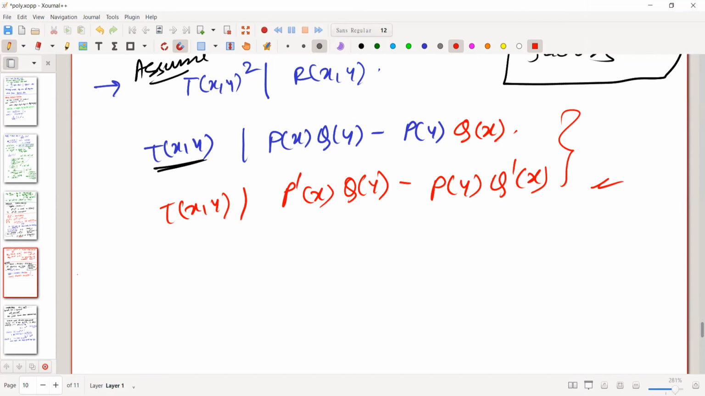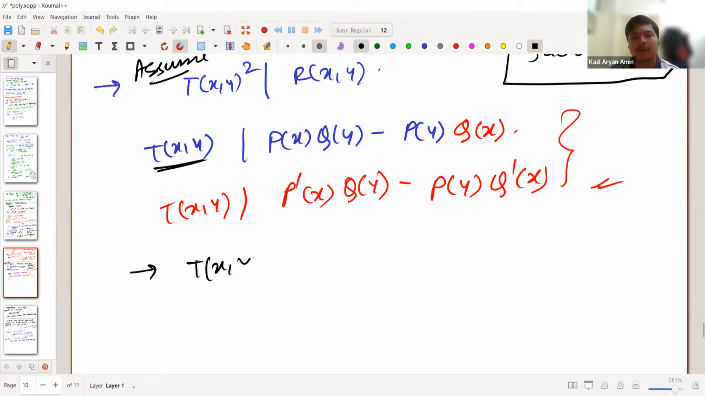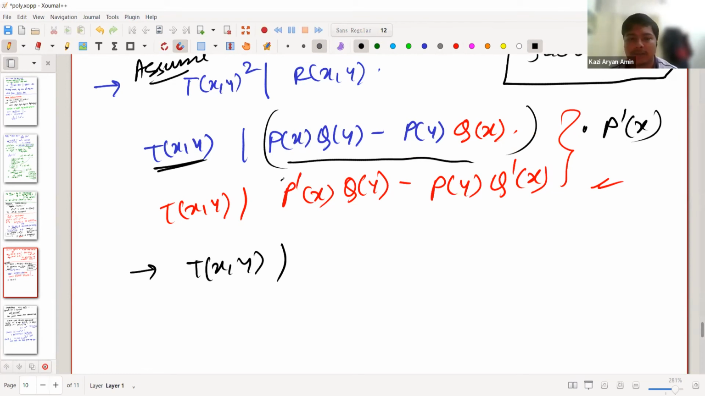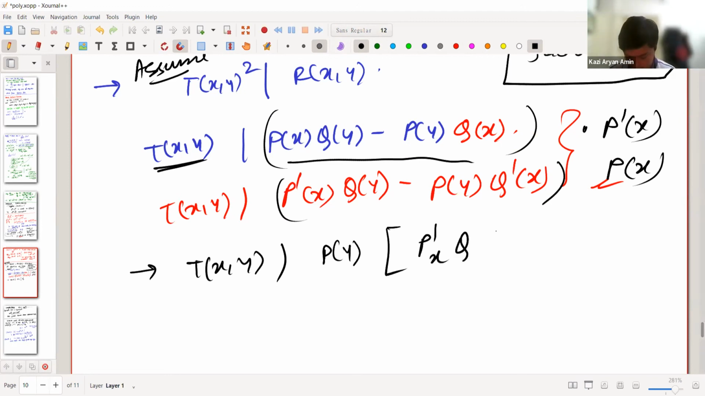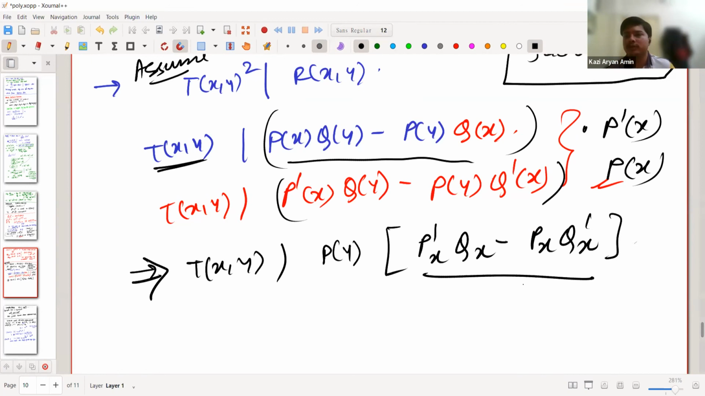This is really the meat of the problem. From here on, you can basically rinse and repeat what we did. You can multiply this with q of p dash x and this with p of x. That should give you p of x comma y divides p of y times p dash x q of x minus p of x q dash x. I'm just writing it in short. So from these two, you get that this relation holds, right?